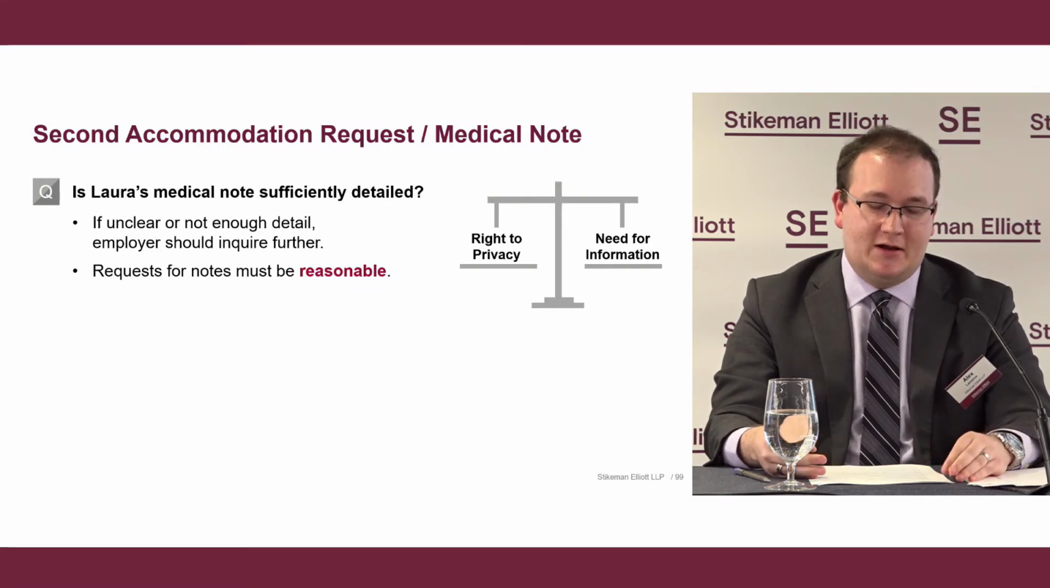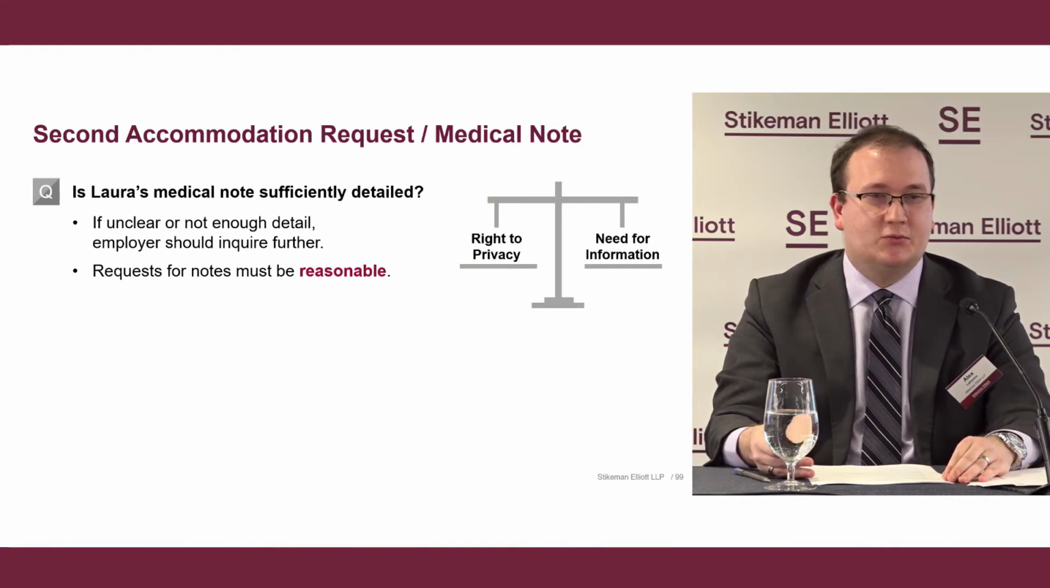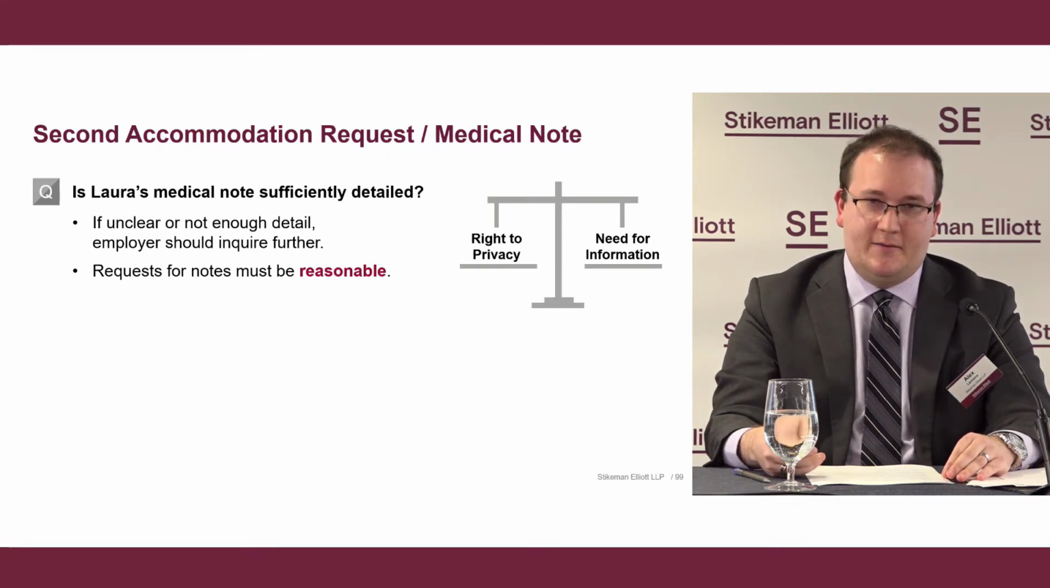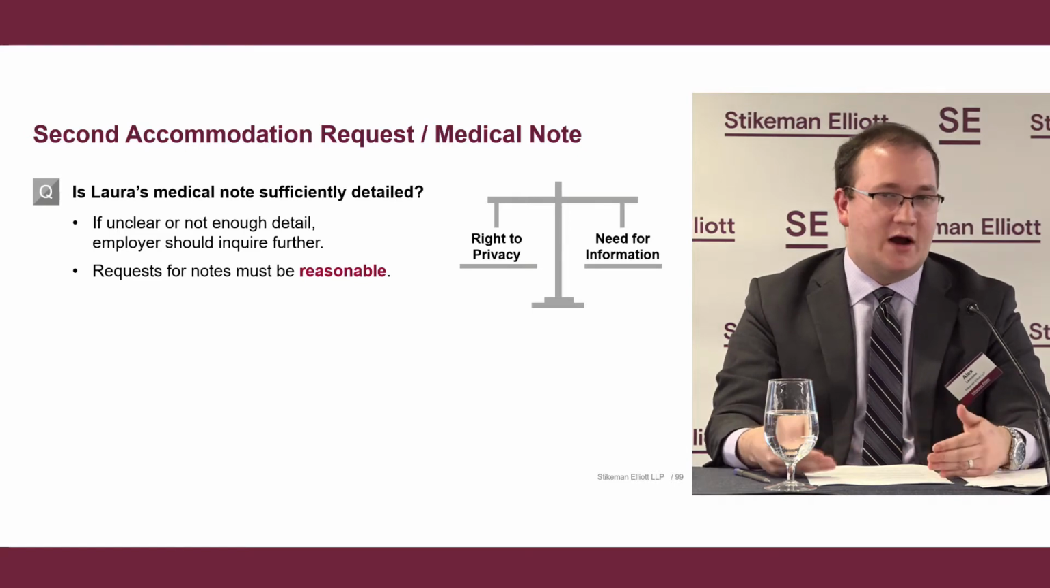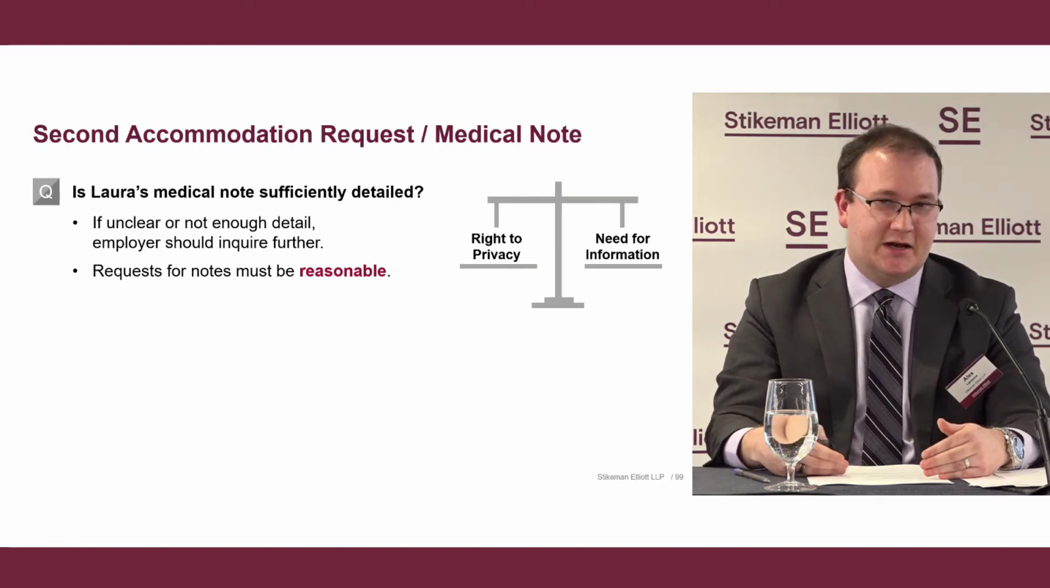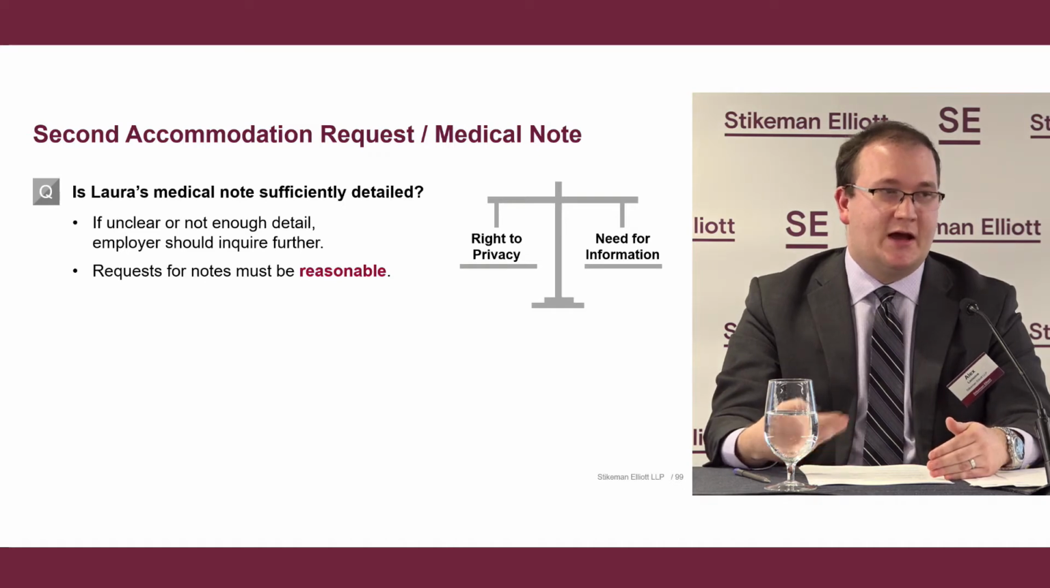So again, we're going to start by analyzing the note. Is the note sufficiently detailed? Again, the note only said medical reasons. So we're balancing the employee's right to privacy versus our need for information. In this case, it's pretty clear that the note isn't detailed enough. And so we're going to need to request further information. We do need to remember that the request for notes must be reasonable, both in what we're asking for, we'll get into that in just a second, and how often we're asking. So are we asking every day? Are we asking every week? When are we asking?